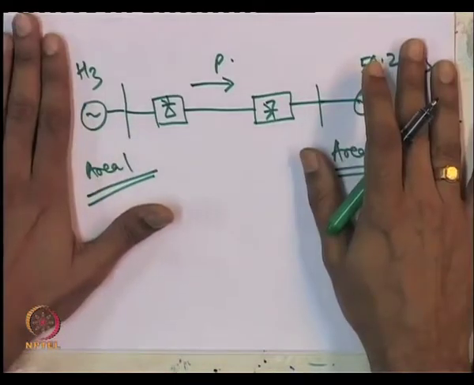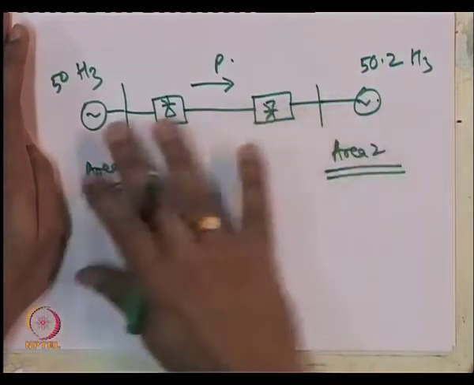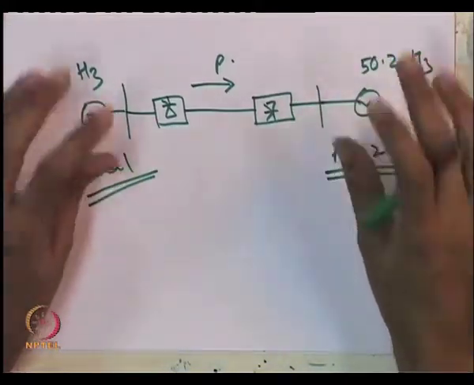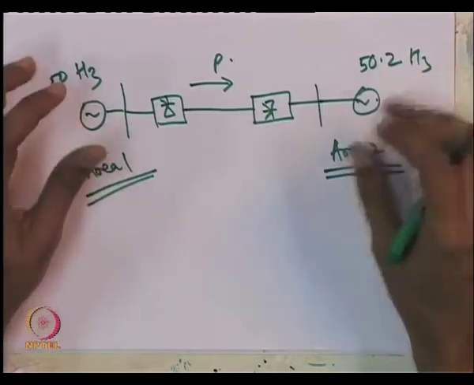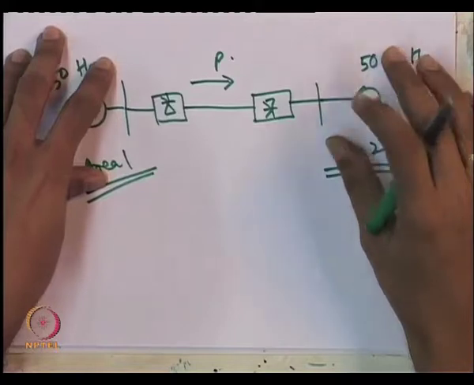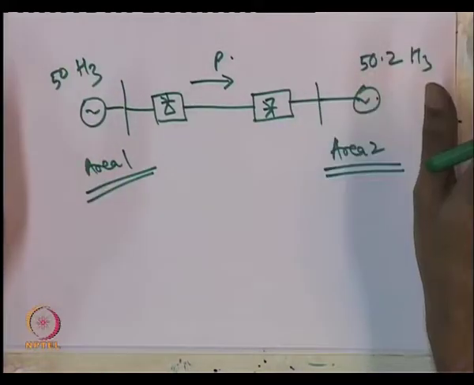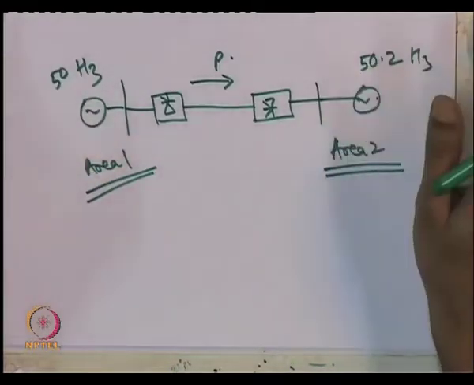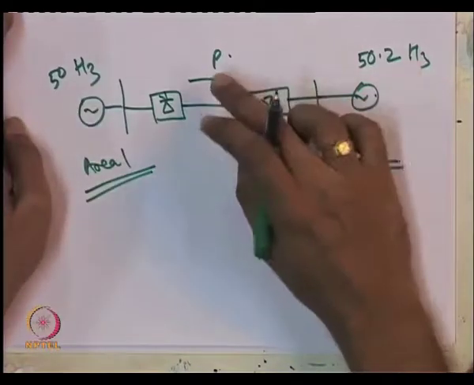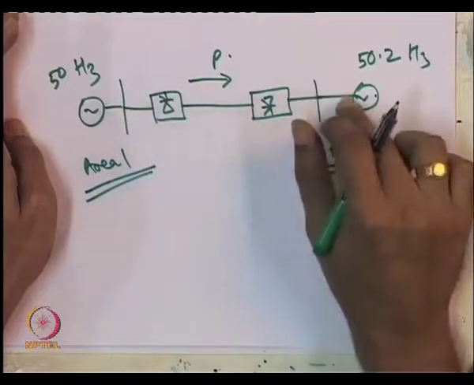So, in fact, there is no relevance to trying to improve relative angular motion in this situation, because this system and this area and this area can happily have distinct frequencies and absolutely arbitrary angles with respect to each other without having any problem, because the power flow here is not dependent on the phase angle difference between this end and this end.